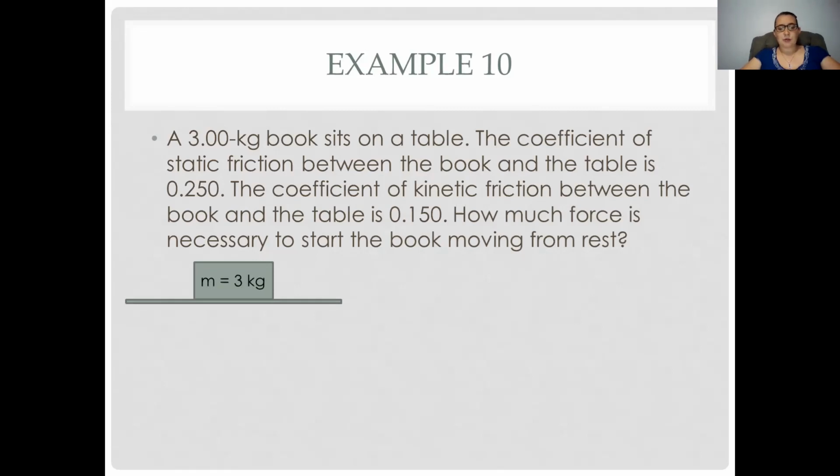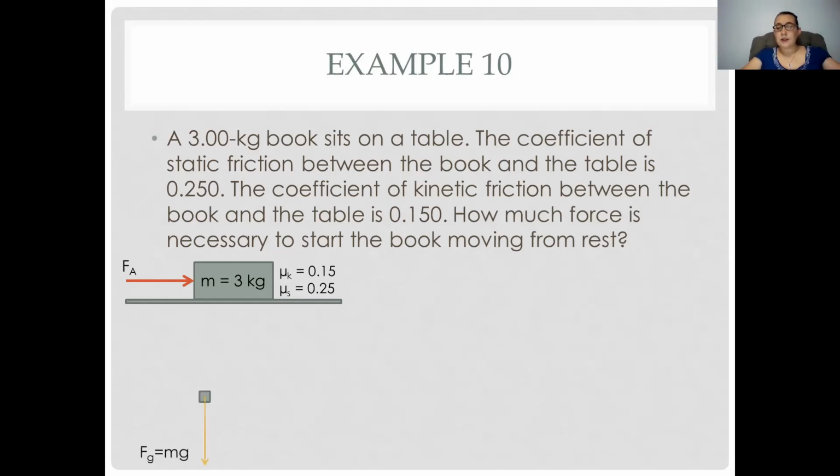We know its mass is 3 kilograms, and we're pushing on the book. How much force is necessary to start the book moving? So some applied force in this case. Okay, there we have our two coefficients of friction that were given to us. And now let's draw a free body diagram.